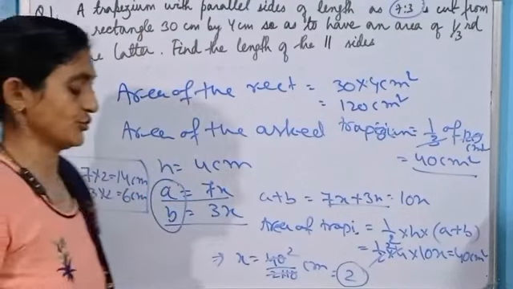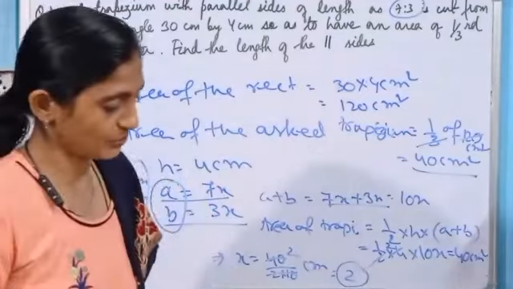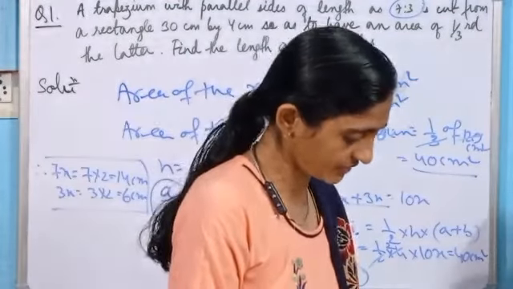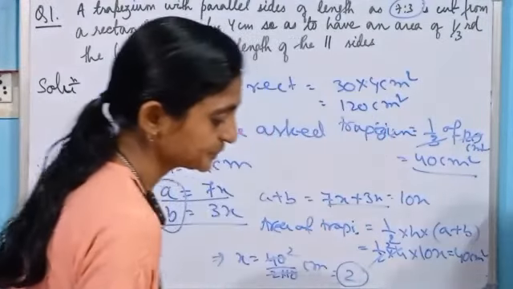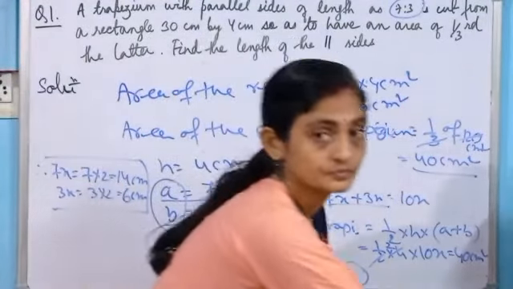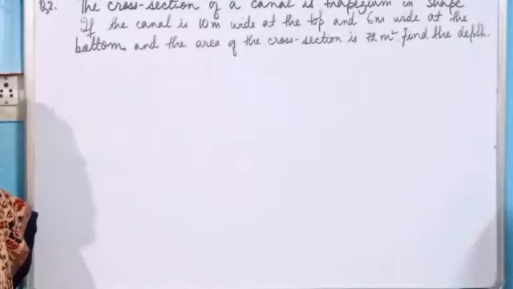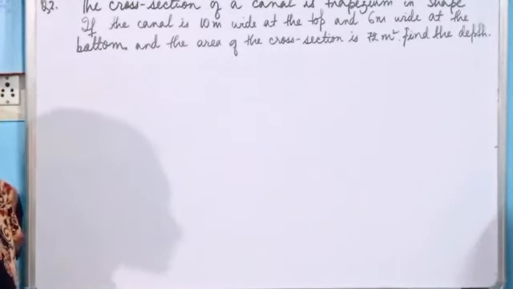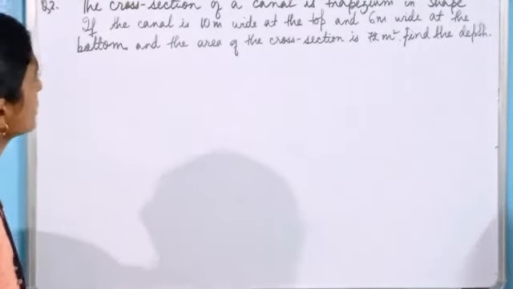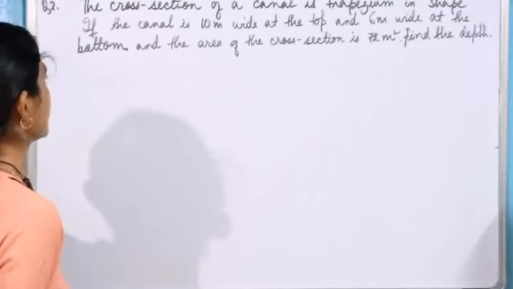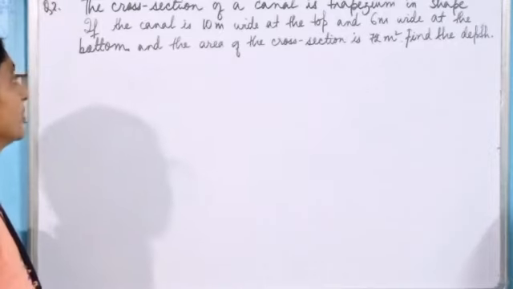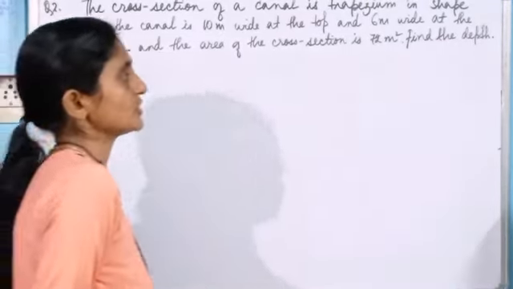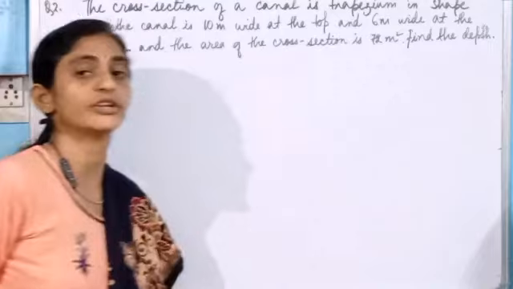Okay, let's come to the next example, which is also something like that. Come to the next question. I am writing the question. Here, let's go to question number 2. The question is, the cross section of a canal is trapezium in shape. If the canal is 10 meter wide at the top and 6 meter wide at the bottom, and the area of the cross section is 72 meters square, you are asked to find the depth.